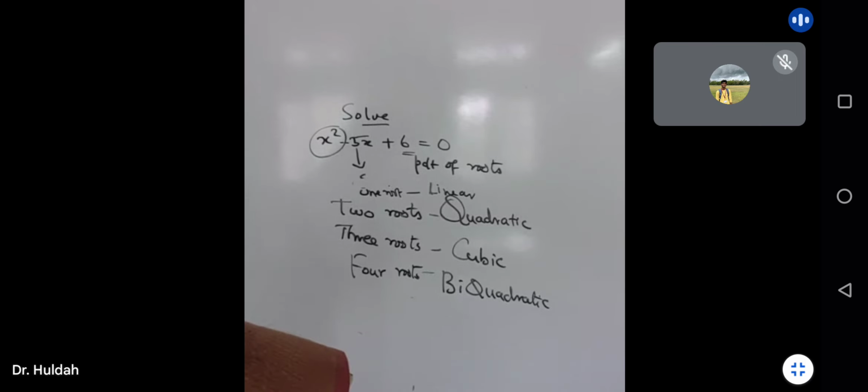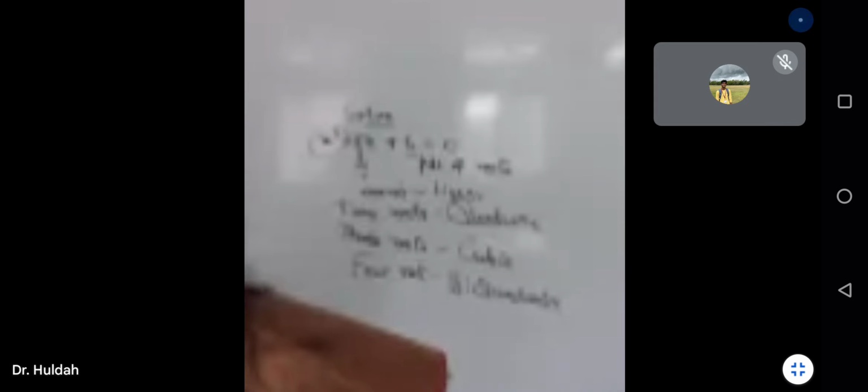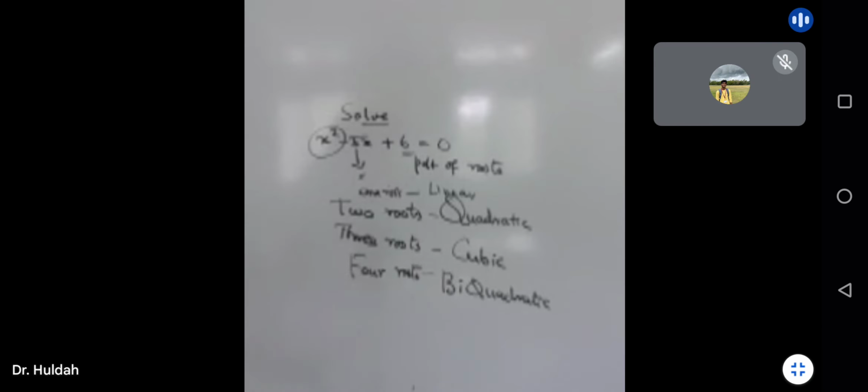Degree 3 equations are called cubic. In general, they are polynomials. We don't have specific names for degree 5 onwards: 5, 6, 7, 8, everything, up to 100 also. You can simply call them polynomial. But the best way to tell is polynomial of degree 5, polynomial of degree 8, like that.